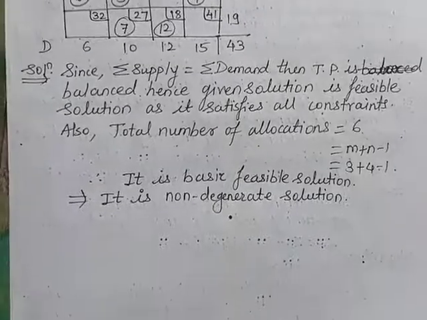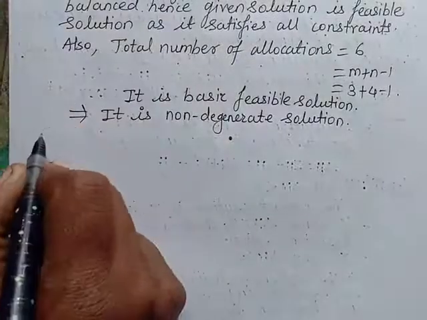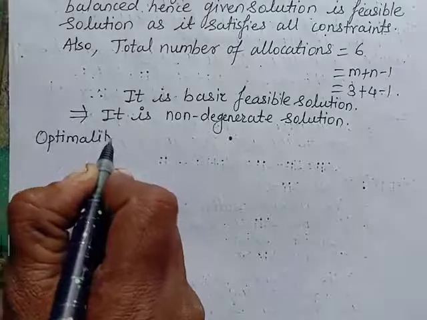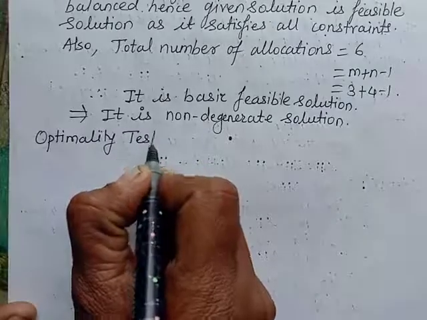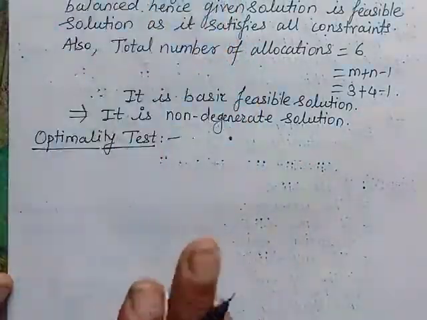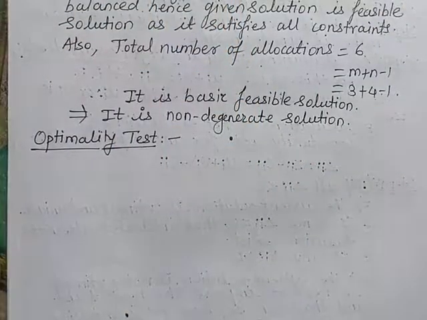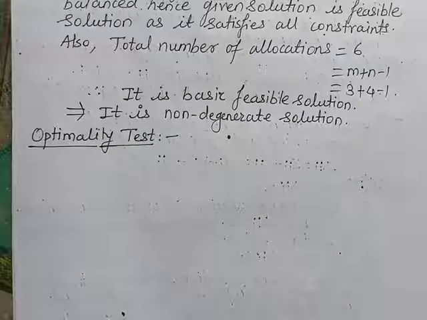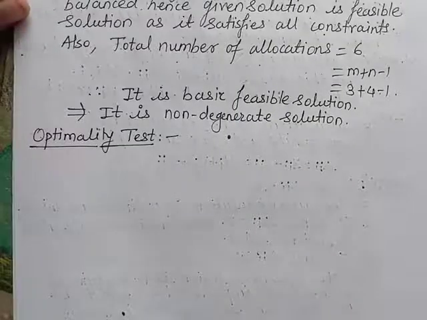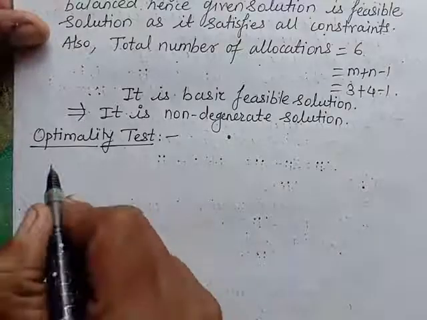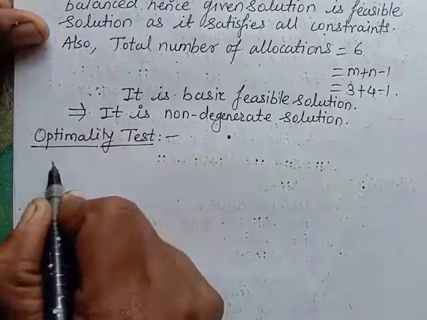So let's do the optimality test. The first 2 steps we have done: the given solution is an initial basic feasible solution, and it is also non-degenerate. Now step 3 we have to do, that is the calculation of ui and vj for occupied cells, and for unoccupied cells, delta ij. So let's prepare a table first.